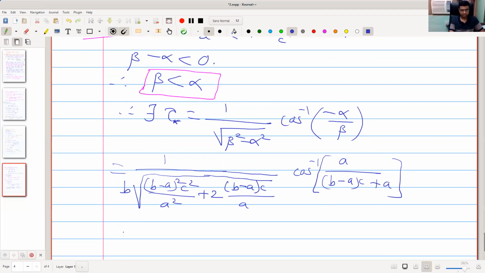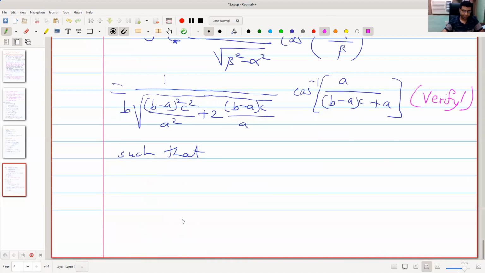Such that, this you need to verify. So substitute alpha and beta and check whether you are getting the same thing. If you are not getting this value, then let me know. Such that x2 star is asymptotically stable for the delay values 0 less equal.